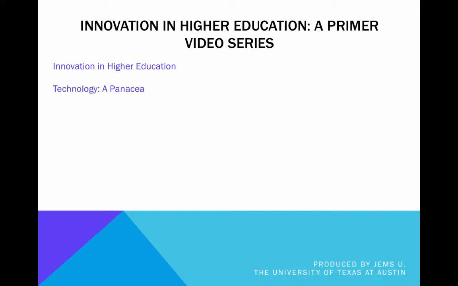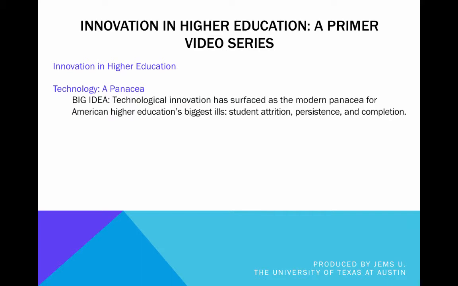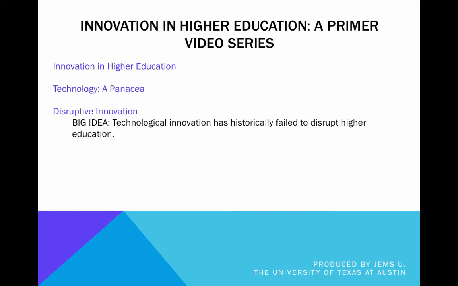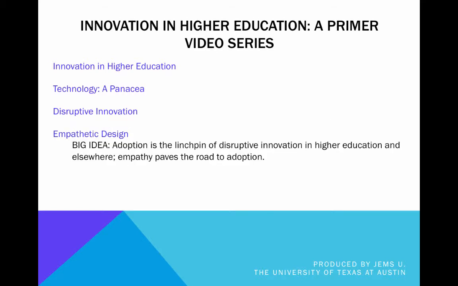The second theme is technology, a panacea, and the big idea is that technological innovation has surfaced as the modern panacea for American higher education's biggest ills: student attrition, persistence, and completion. The third theme is disruptive innovation, and the big idea is that technological innovation has historically failed to disrupt higher education. The fourth theme is empathetic design, and the big idea is that adoption is the linchpin of disruptive innovation in higher education and elsewhere.